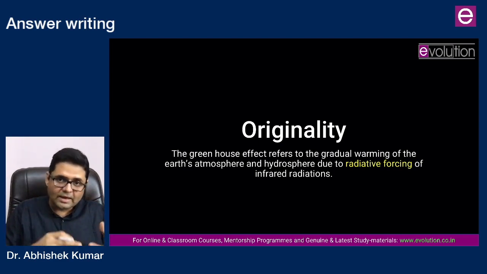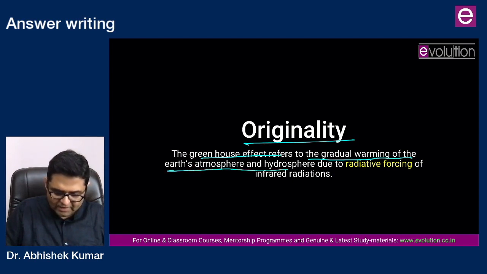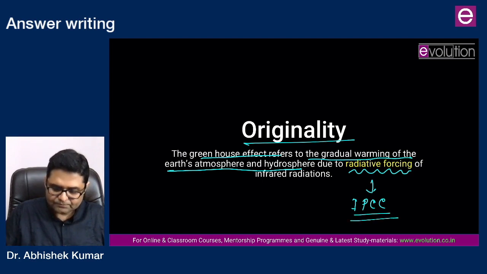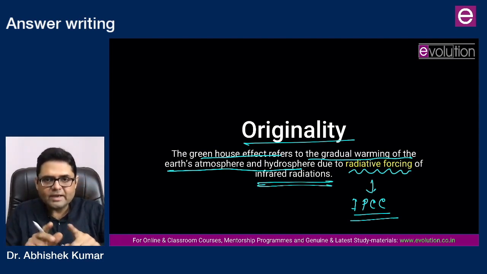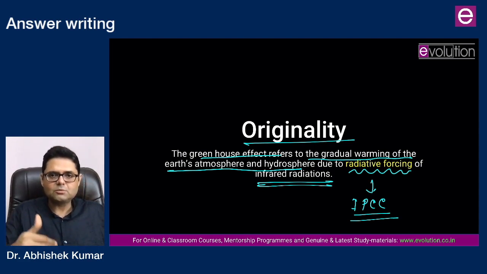unlikely to use. So the greenhouse effect refers to the gradual warming of the Earth's atmosphere and hydrosphere due to radiative forcing. Radiative forcing comes from the IPCC report. The latest IPCC report uses the term radiative forcing of infrared radiation. So when you read it in general studies, you can use it here under the ecology and environment section. That is originality. Originality does not mean that you will coin a term on your own.